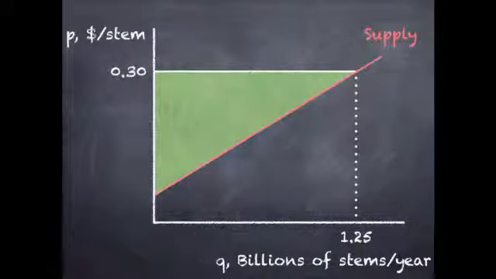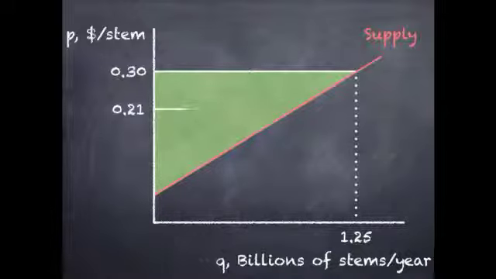So here's the original condition. There's the upward sloping supply curve, as we noted, and the original price is equal to 30 cents. So this green shaded area is going to be the producer surplus. Remember, producer surplus is the area bounded by price and the supply curve. So this triangle that's created is the producer surplus.